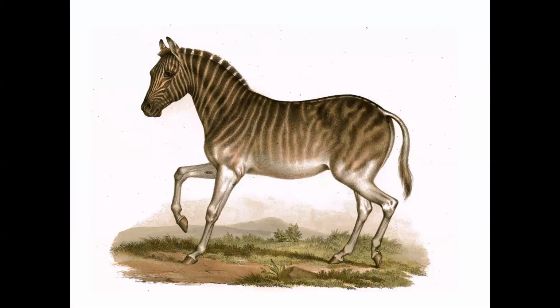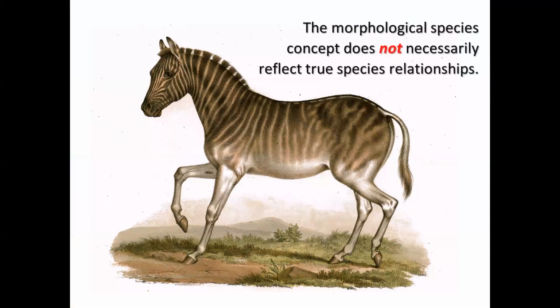The other thing I want you to take from this discussion of quaggas is that the morphological species concept does not necessarily reflect true species relationships. Even though quaggas look very different from plain zebras, even though you can tell them at a glance because one looks like a zebra and the other one looks like a zebra up front but a horse in the back, nevertheless, they are the same species. And so the anatomical characteristics, the morphological characteristics that you're using to distinguish between one or the other of them don't reflect the actual relationship between them. And so the morphological species concept also has issues.